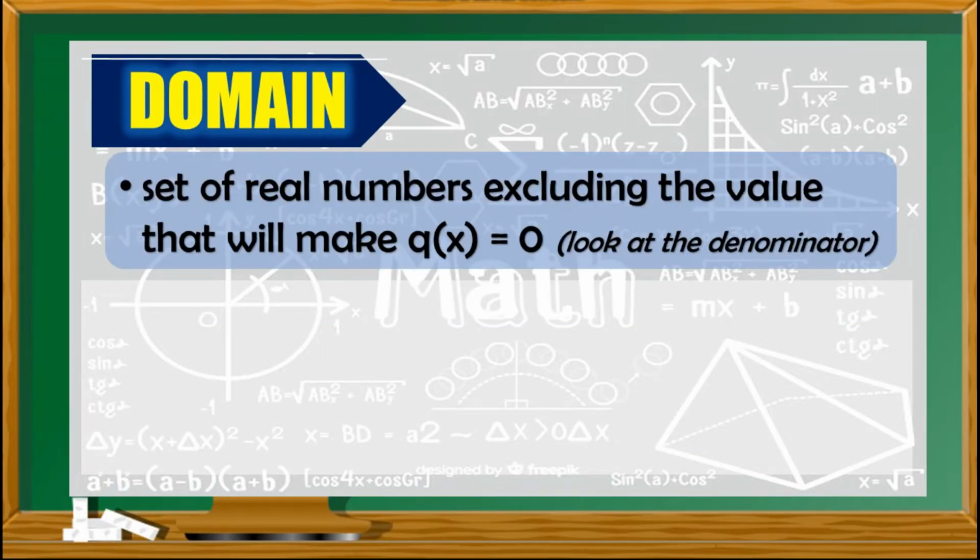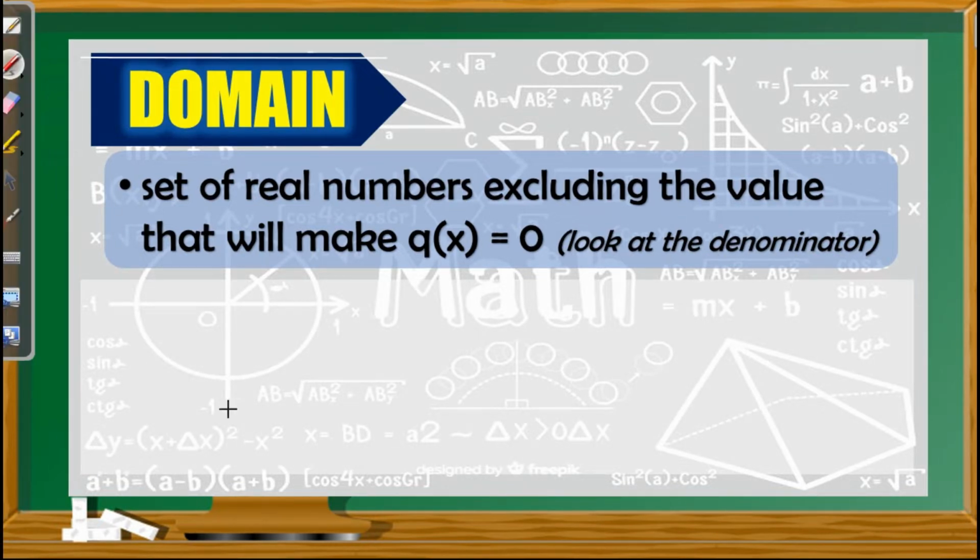Domain is a set of real numbers excluding the value that will make q of x equal 0. So here we have to look at the denominator of the given function. In our given function, we have f of x is equal to 1 over x plus 2. So again, to find the domain, we have to look at the denominator and exclude the value that will make the denominator 0. Since we have x plus 2 in the denominator, all we need is to equate this to 0 and solve for the value of x. So here, x is equal to negative 2.